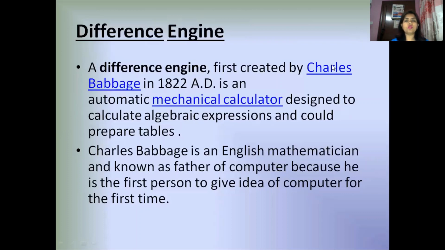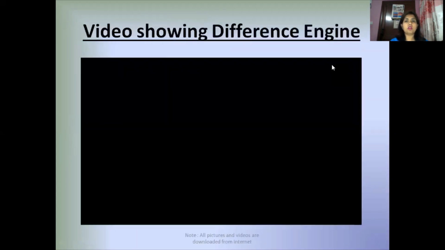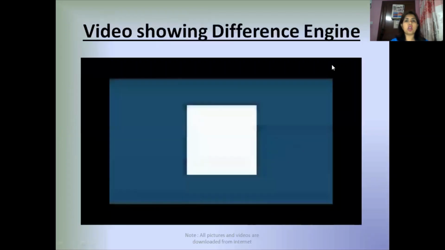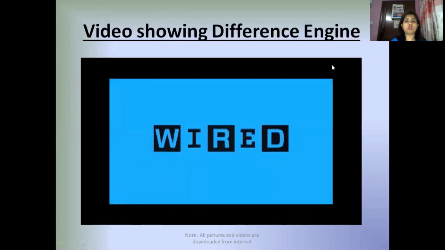This is the first device which has the complete idea of a computer. Because of this device, Charles Babbage is known as the father of the computer. He was the first person to give the idea of input, process, output with the concept of storage. Here is a video showing how the difference engine works.